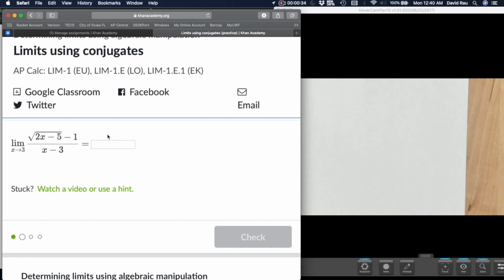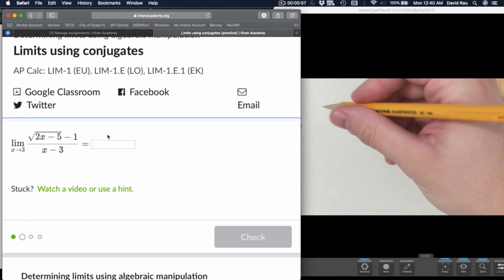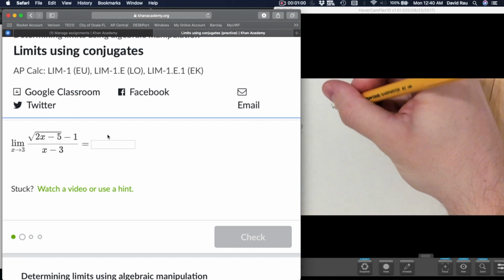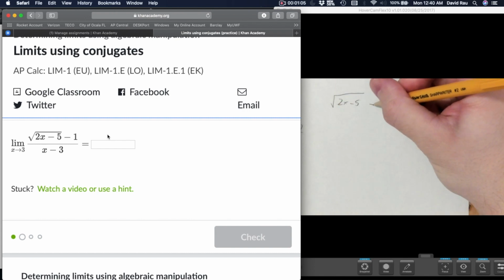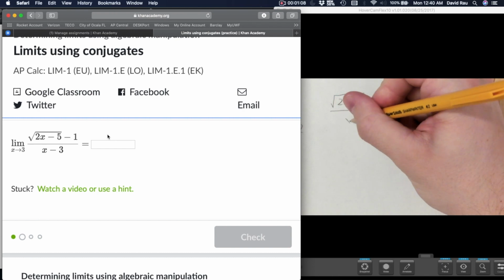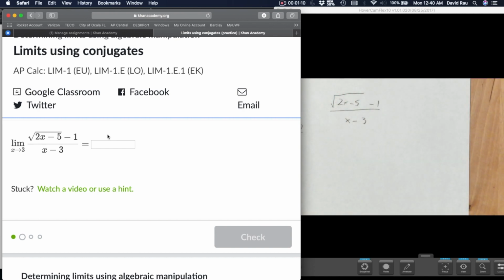So what is the algebra we need to do here? Well, you can see this as limits by conjugates, and conjugate is really just a fancy term for an algebraic expression where the sign in between two things is switched. So what conjugate do I care about here? Because usually with conjugates we care about the denominator, but in this case the conjugate we care about algebraically is the conjugate based on the term or the part of the fraction that has the square root in it.